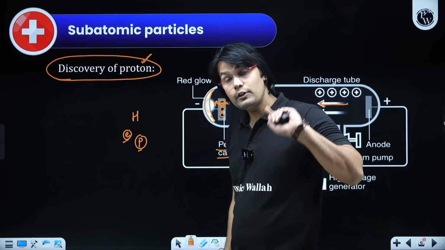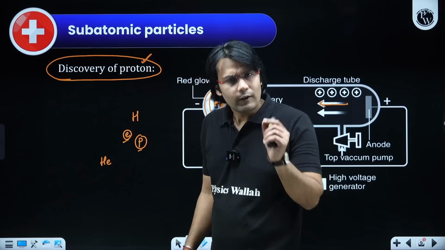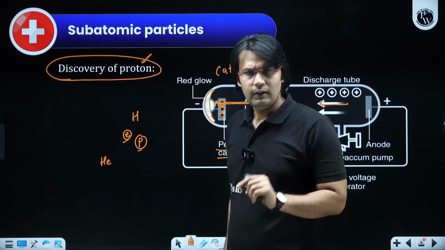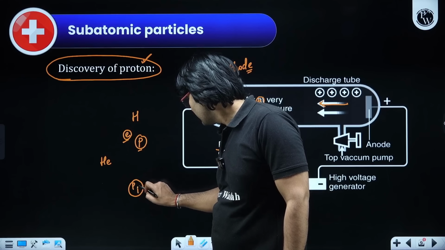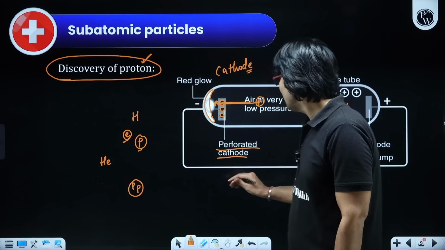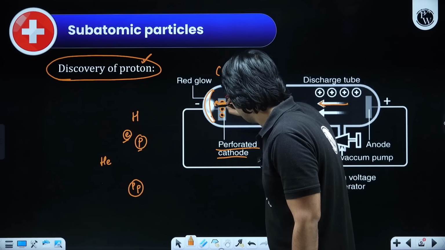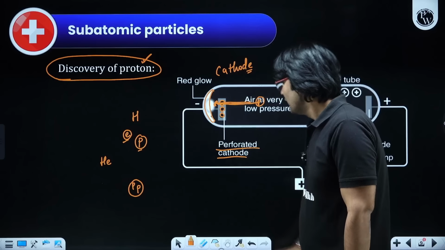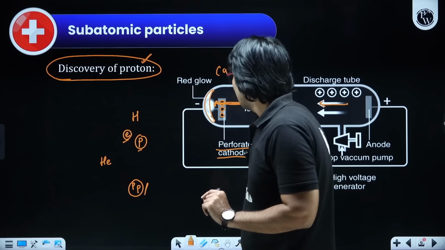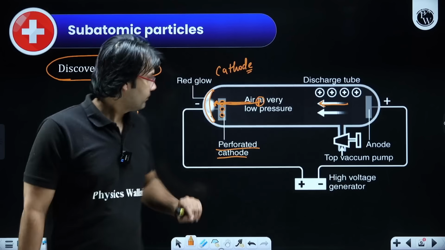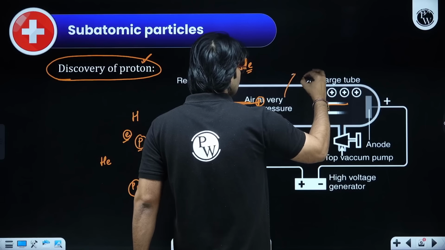But suppose instead of hydrogen, you take helium gas, right? In the nucleus of helium, we don't have only proton, right? In the nucleus of helium, we have proton as well as neutron. And here we have what? Two protons. So if you fill helium gas in this tube, then in that case, from this perforated cathode, the nucleus of helium will travel, right? So that's why we say that in the case of anode ray, because whatever is traveling is coming from the anode side, we name these rays anode ray.